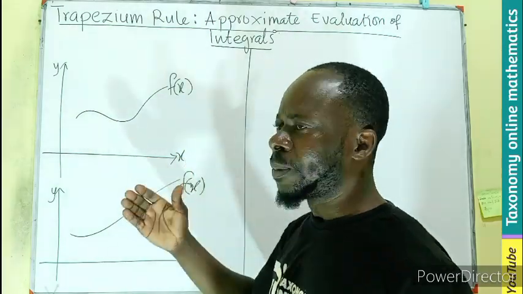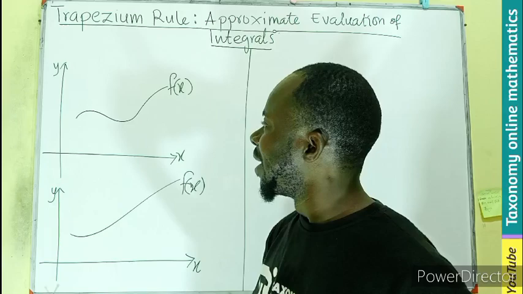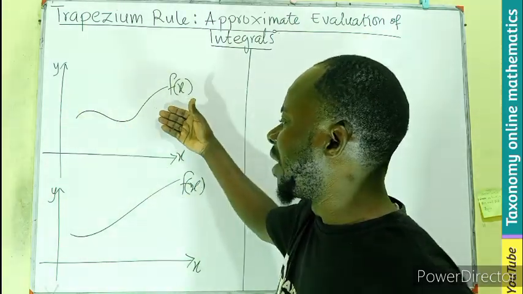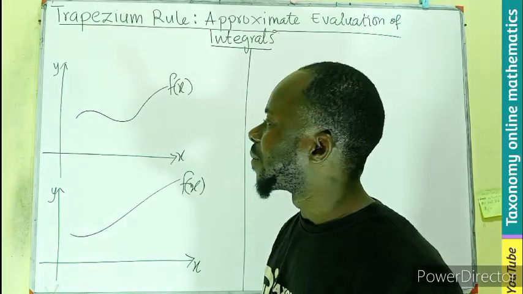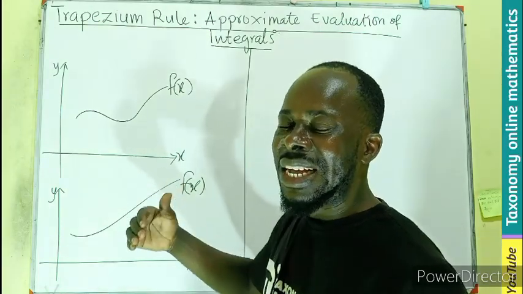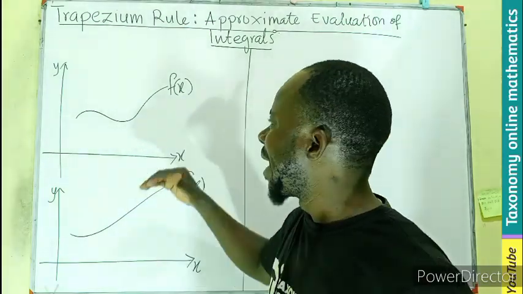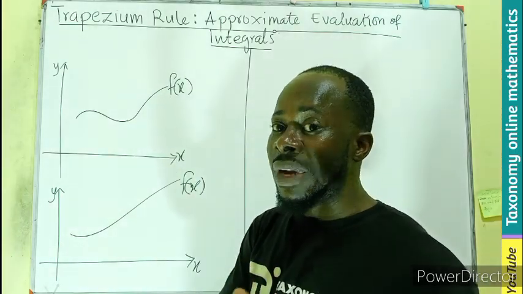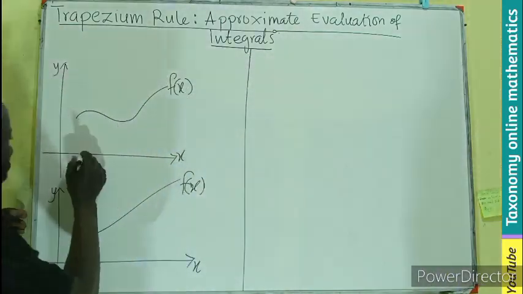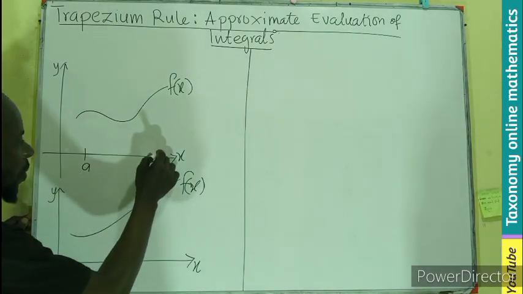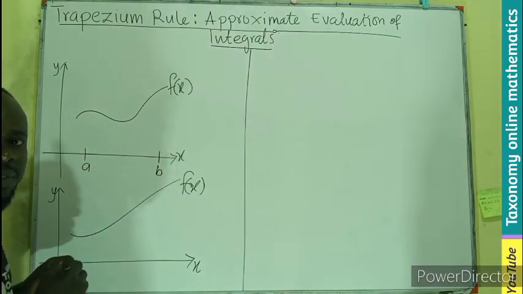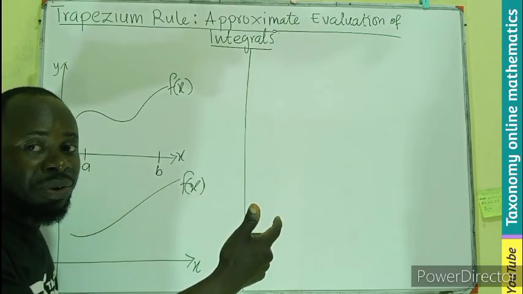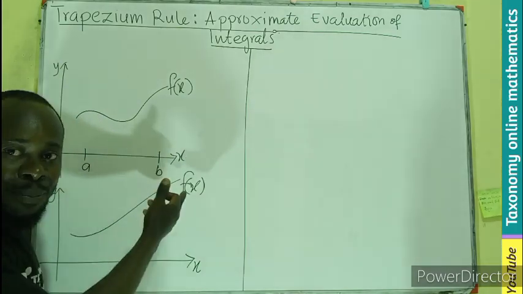So if you are given an integration or a function where you have sketched your curve, and your curve looks like this, or any other shape, and you are asked to find the area bounded by that curve and the x-axis, ranging from some values on the x-axis. So for example, we have a and we have b. These a and b are the limits of integration, the lower limit and the upper limit.